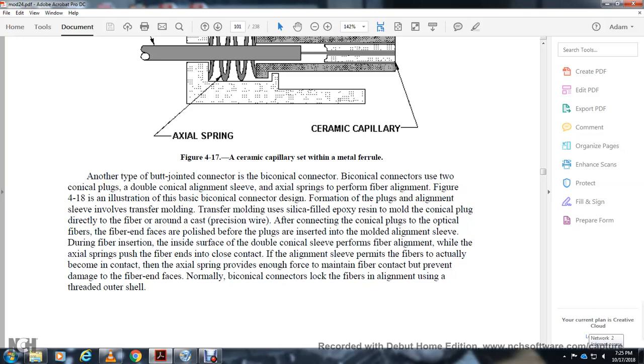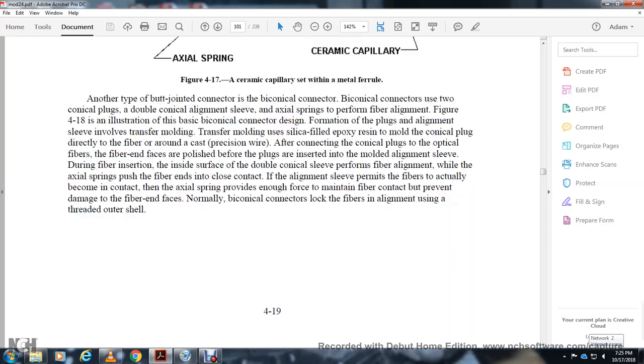The fiber is at the interface of the plug before the plugs are inserted into the molded alignment sleeve. During insertion, the inside surface of the double conical sleeve performs the first alignment, while the axial spring pushes the fiber into close contact. The alignment sleeve permits the fibers to come into contact, and the axial spring provides enough force to maintain fiber contact but prevent damage to the fiber, making the biconical connector lock the fibers in alignment within the shell.